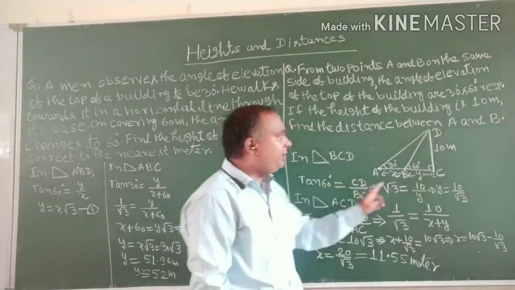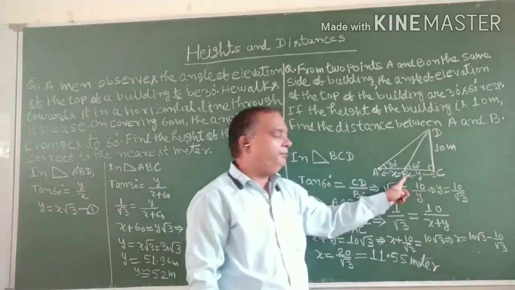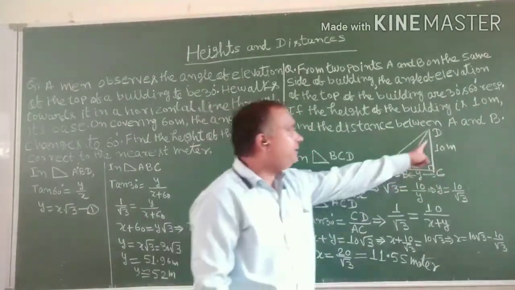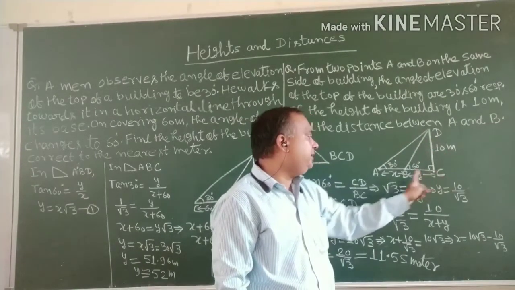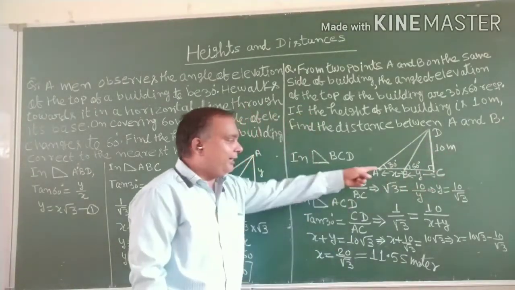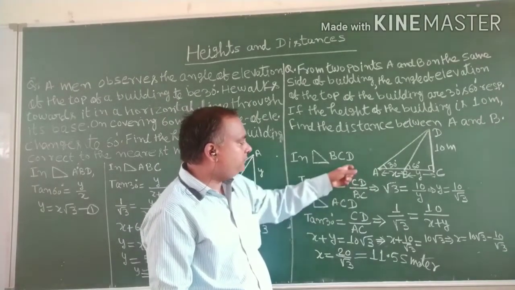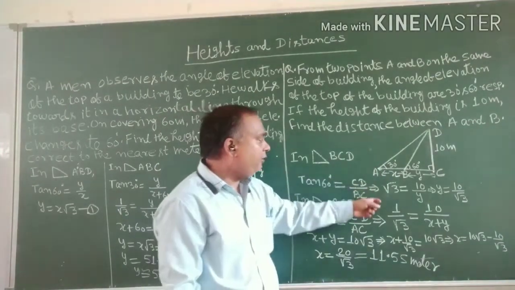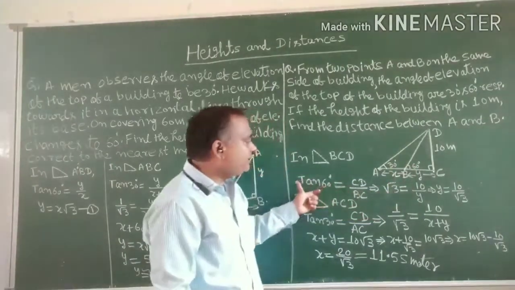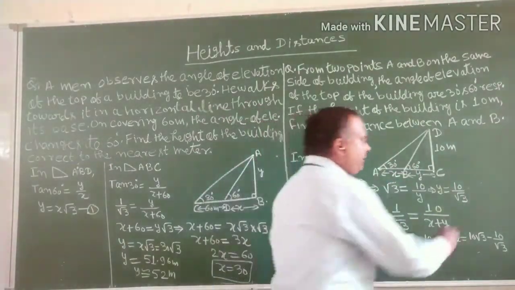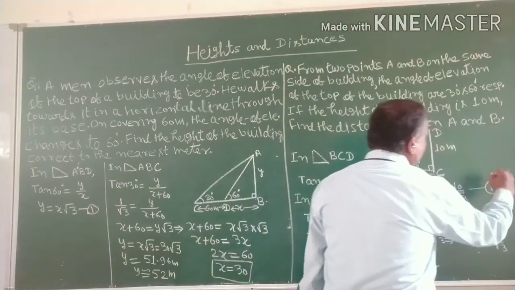Again there are 2 right angle triangles, DCB and DCA. First we take the right angle triangle DCB. So the angle is 60 degree. We can write tan 60 degree equal to CD upon BC. The value of CD is 10. Tan 60 value is root 3. So we may write Y equal to 10 upon root 3. That is our equation number 1.